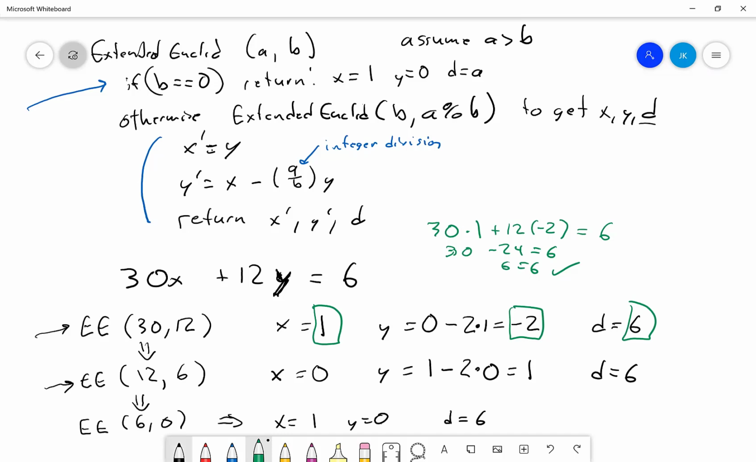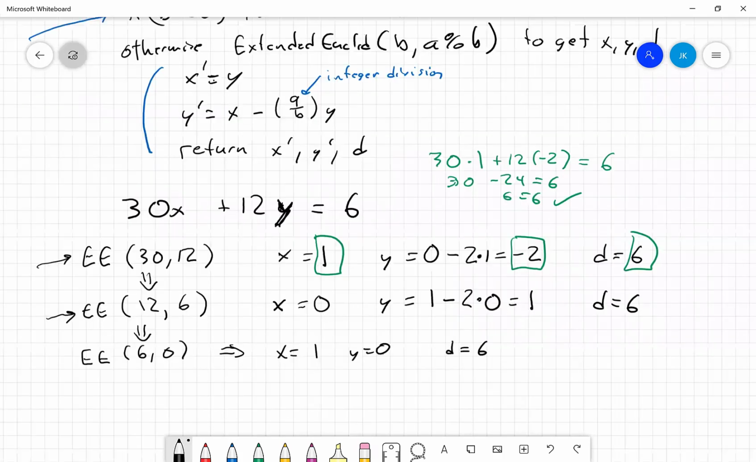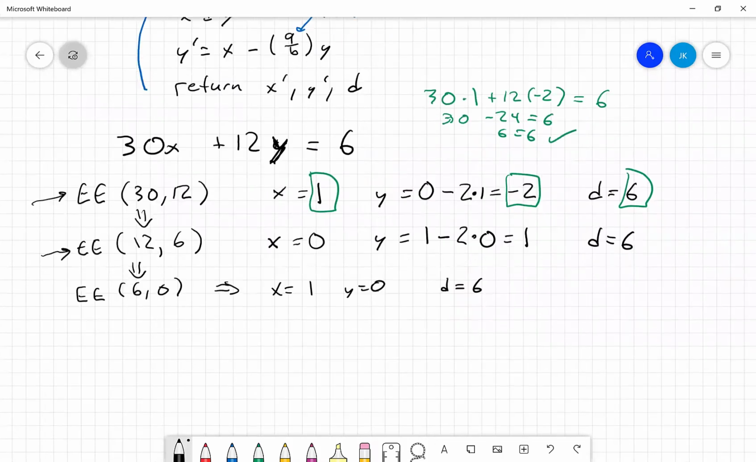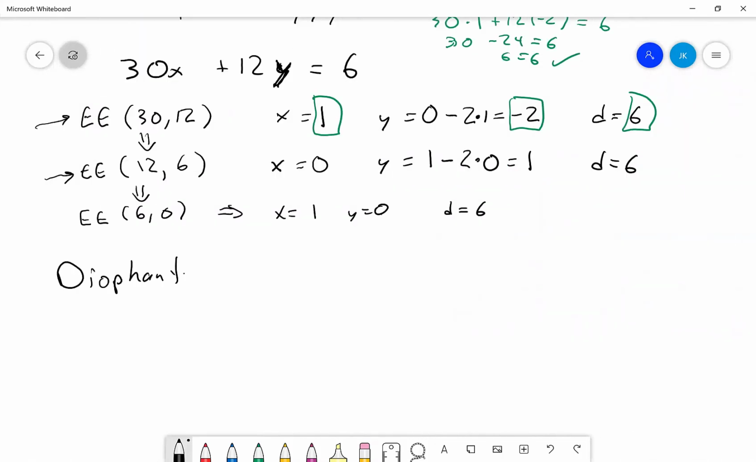Now, before I go any further to describe how this works, let me just mention that any time, this is going to be true for all Diophantine equations.